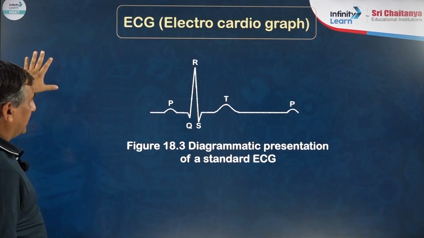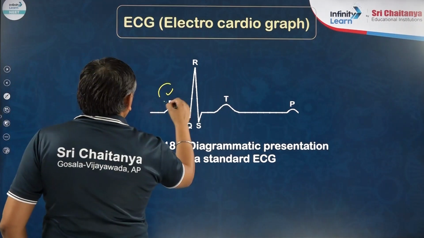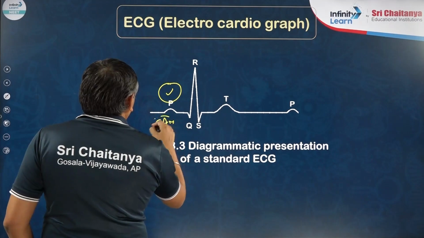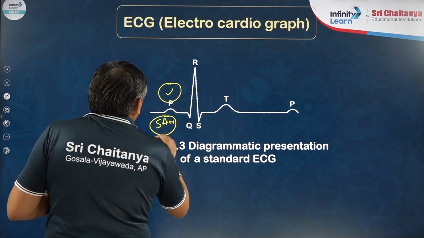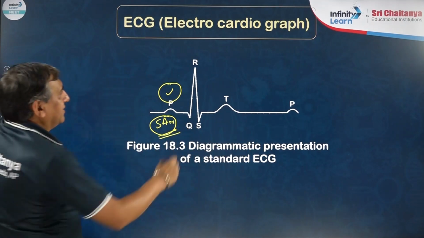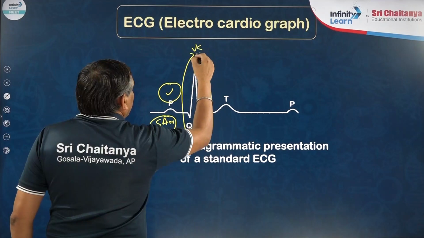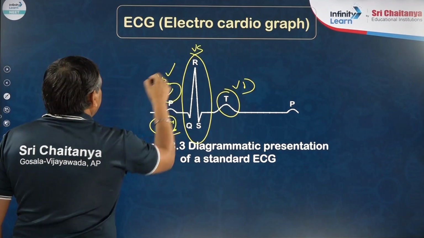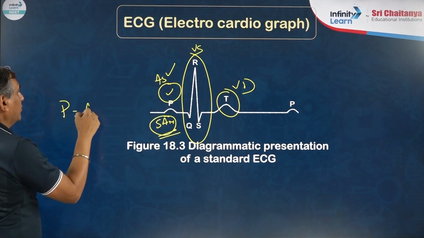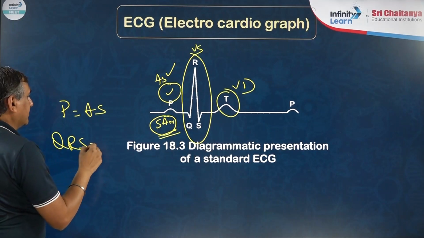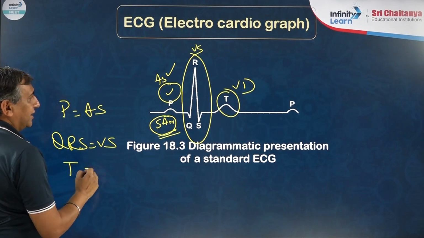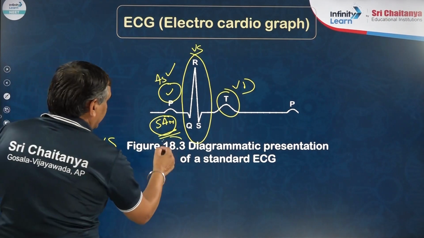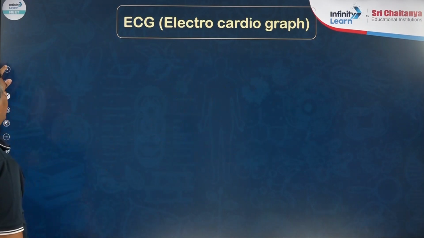QRS complex I have written separately. This is the P wave. Are you getting? This is the P wave. P wave indicates the origin of impulses from the SAN. The impulses will reach the two atria. They will cause the contraction in the atria. QRS complex will indicate the ventricular systole. T indicates the ventricular diastole. So, P is auricular systole, QRS is ventricular systole, T is the ventricular diastole. This is the representation I have taken from NCERT, that is why the number is given here. So this is the one point that you have to remember.